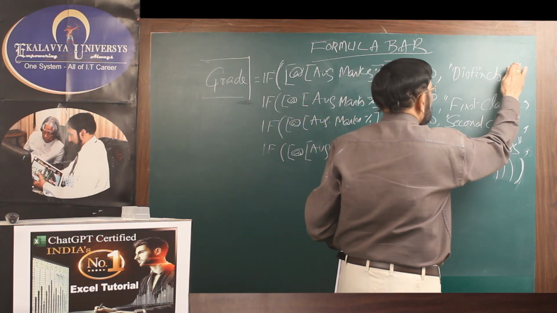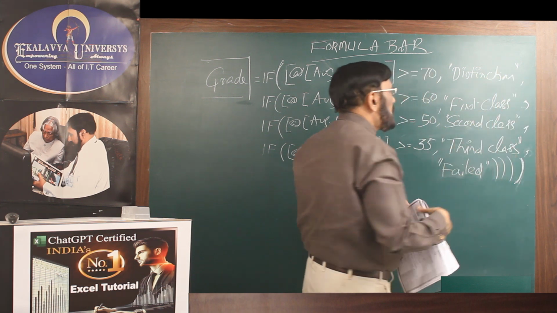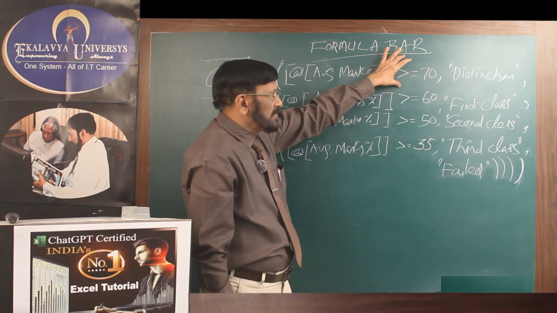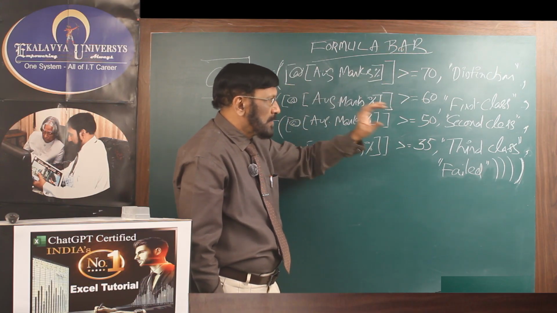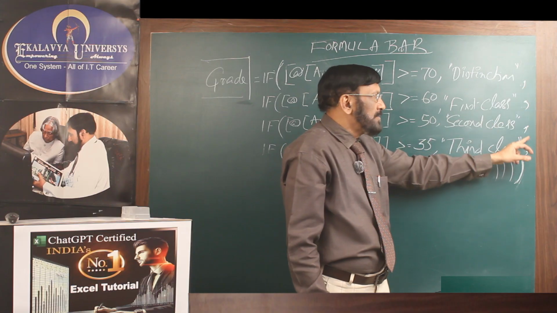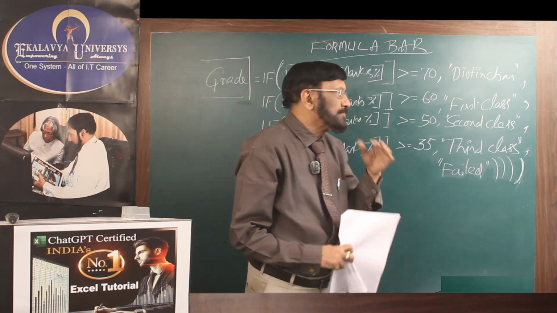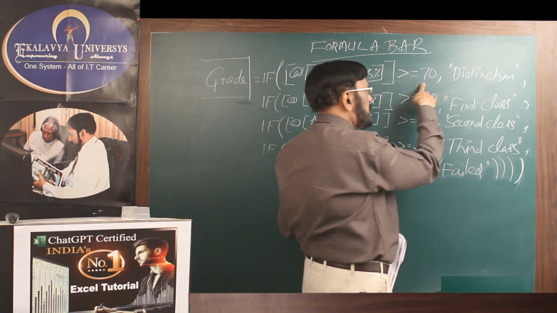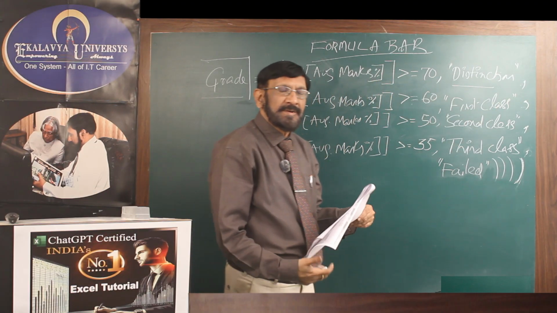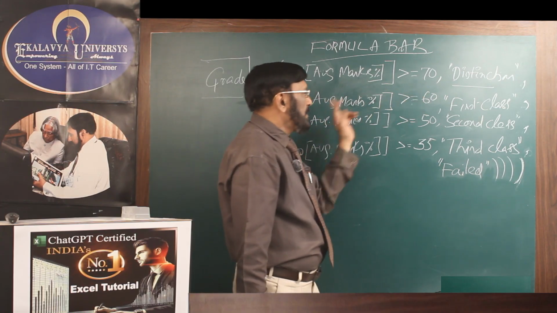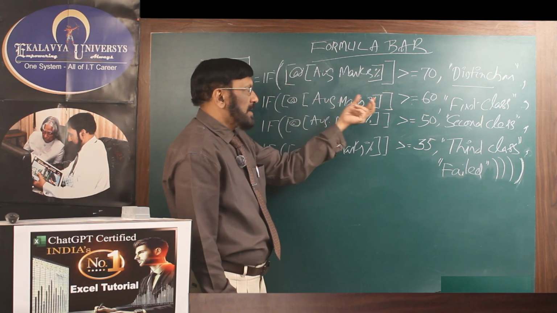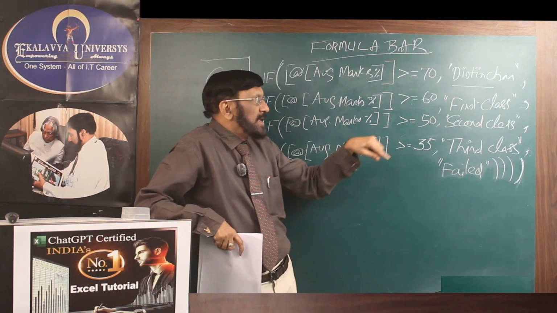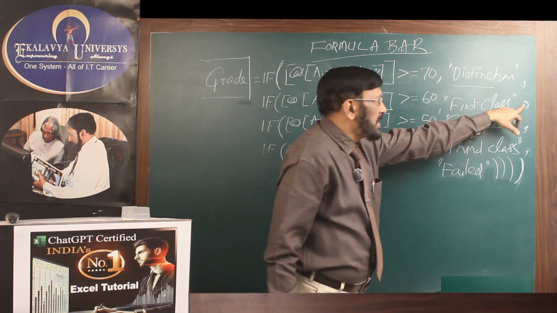You must always write it within a pair of double quotes. Thereafter, it is a separator. Don't forget, because this is one class, this second class, third class, fourth class, fifth class. Always use comma as the separator. So you understand naturally: if the average marks are greater than or equal to 70, what is the grade? Distinction is the grade. Next, comma, second class. If average marks are greater than or equal to 60, what does it mean? 60 to 69. What is that? First class. And again comma.